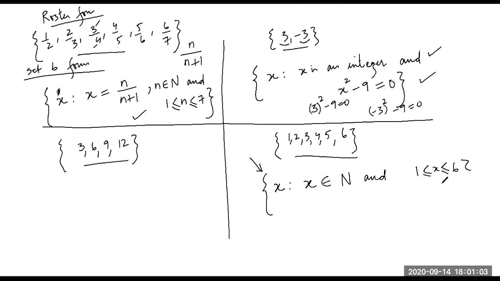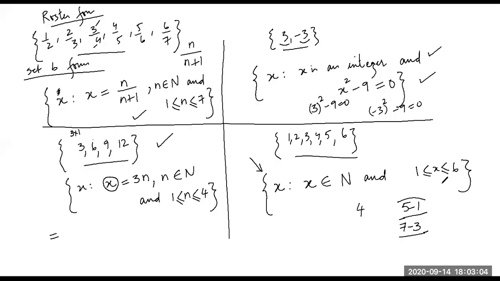So this is done. Now we can do this like, you see, we can understand that the first number is 3 into 1. This is 3 into 2, 3 into 3, 3 into 4. So after understanding the pattern, we can say set of all x such that x is equal to 3n, and n belongs to natural numbers. You see, n is a natural number, and n is limited between 1 and 4. Equal to mark should also be there.